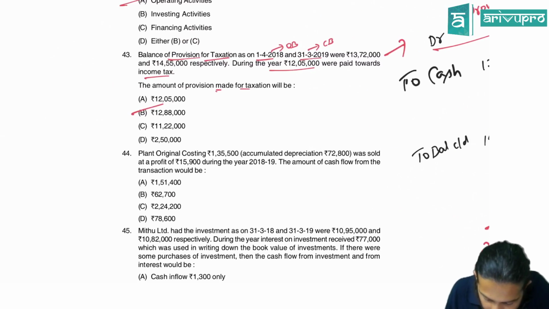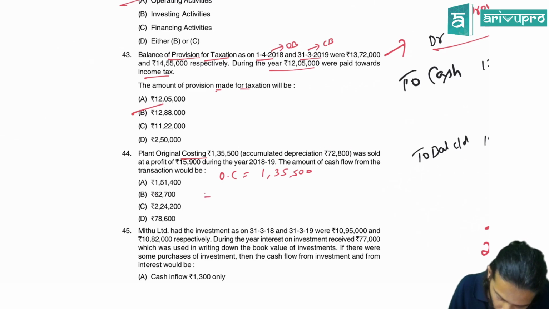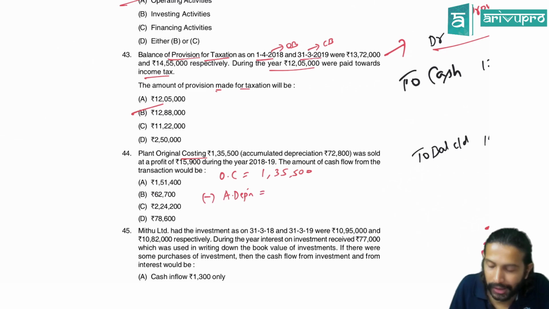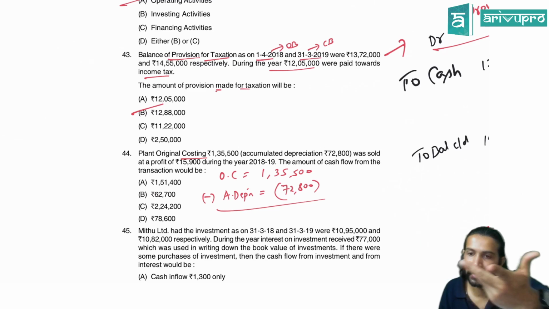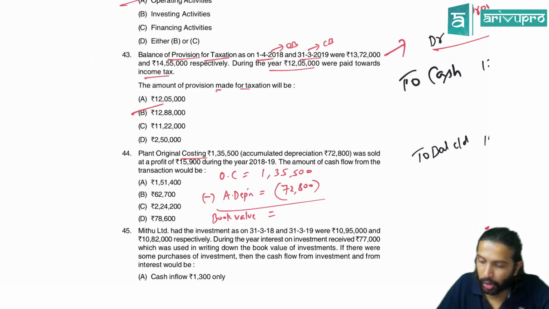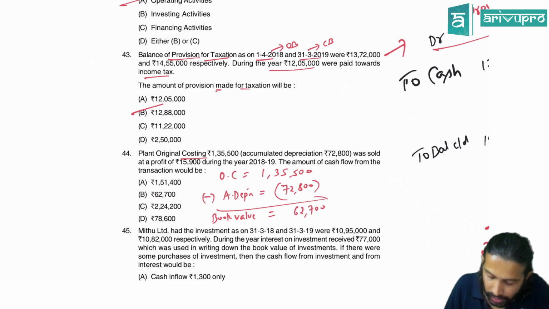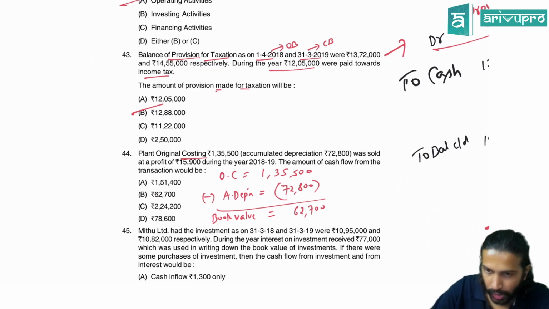Okay. Plant whose original cost is 1 lakh 35,500. Accumulated depreciation means so far you have charged depreciation of 72,800 from the original cost. If you deduct accumulated depreciation from the original cost, what you get is the written down value, or book value, or the carrying amount of the asset. 1,35,500 minus 72,800, you're going to get 62,700. That is the written down value or book value or carrying amount. These are three ways in which you can call it. So far, this is what we made out of this problem.